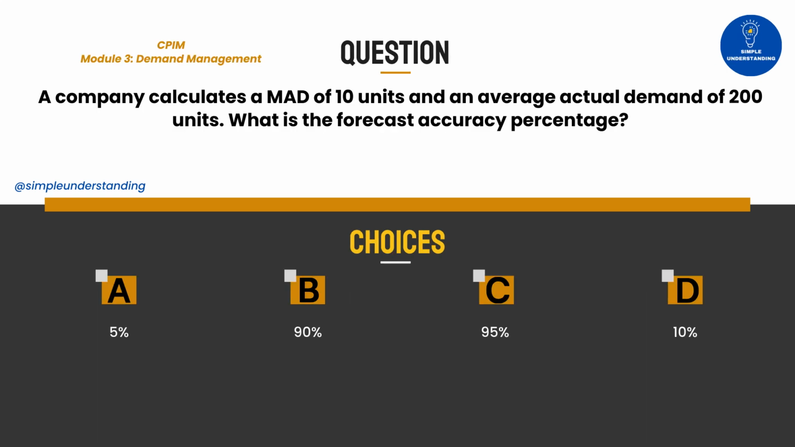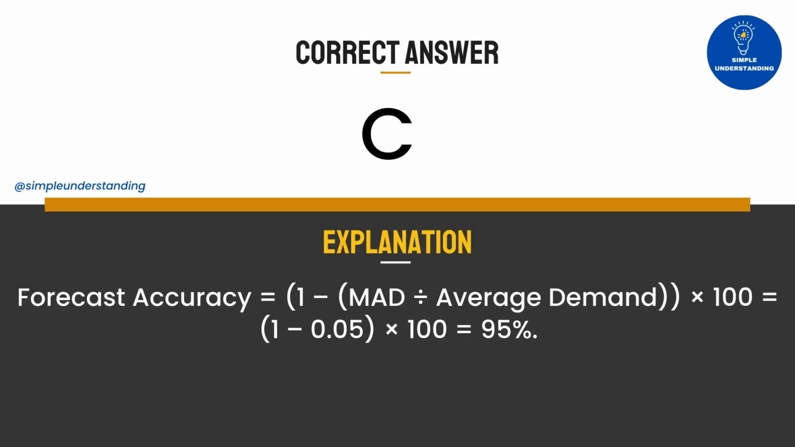Question 10. A company calculates a MAD of 10 units and an average actual demand of 200 units. What is the forecast accuracy percentage? A. 5%. B. 90%. C. 95%. D. 10%. Correct answer. C. Explanation. Forecast accuracy equals 1 minus MAD divided by average demand, times 100, which equals 1 minus 10 divided by 200 times 100, which equals 1 minus 0.05 times 100, which equals 95%.